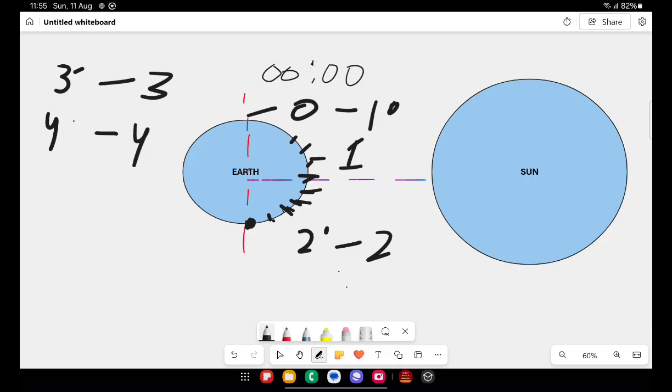In the same way, because there's a 360-degree rotation in total, Earth basically has 360 hours. So it takes 360 hours for the Earth to reach the same point from where it had started, for the sun's rays to fall directly on the prime meridian again.